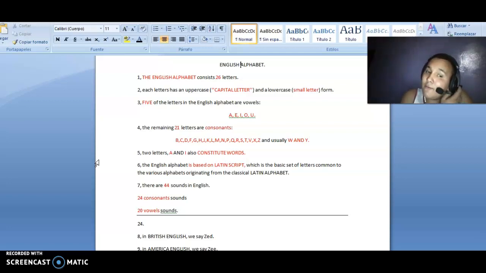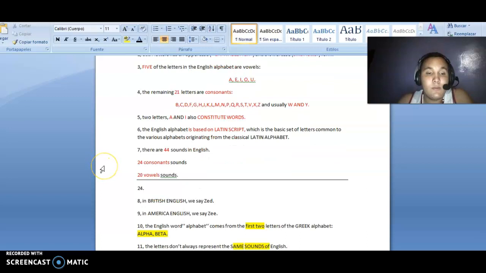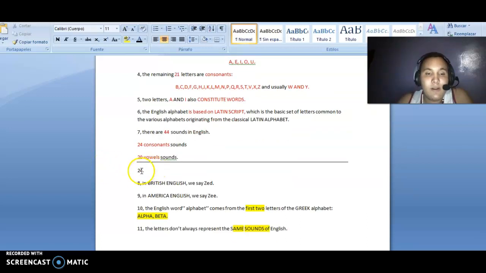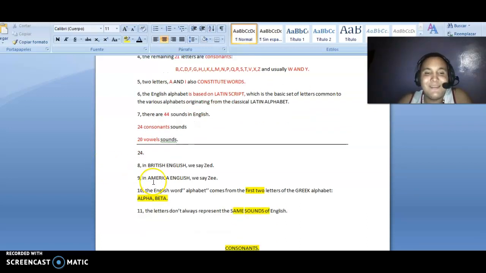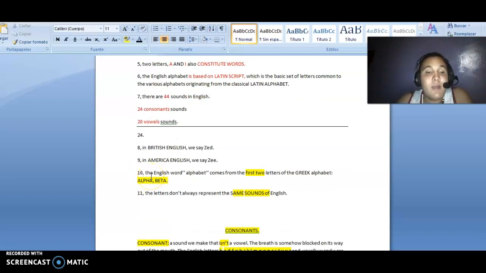Seven, there are 44 sounds in English: 24 consonant sounds and 20 vowel sounds. Okay, sorry, it's 44. And the last letter, in British English we say zed, and in America we say zee for that.